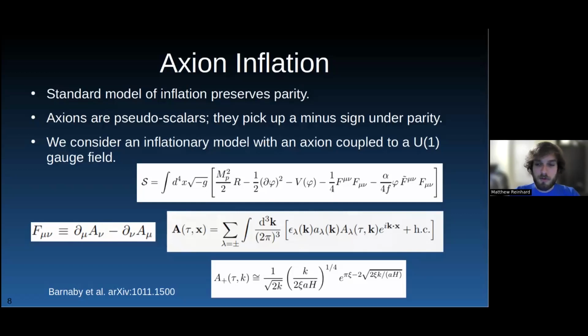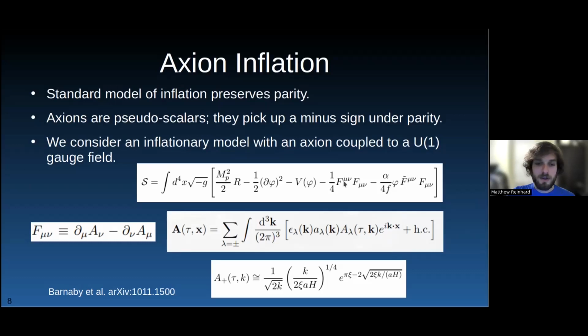Now, the standard model of inflation actually preserves parity, so it could not explain any parity violation observed in the large-scale structure. Axions, however, are pseudoscalars, meaning they pick up a minus sign under a parity transformation. So we consider here an inflationary model with an axion coupled to a U(1) gauge field. So the model is given by the action right here, where phi is the axion field, which actually plays the role of the inflaton driving the expansion of spacetime.